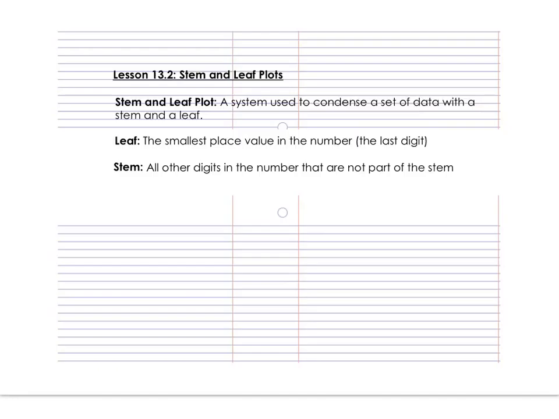And so like I said, a stem and leaf plot is a way to condense them into a stem and a leaf. The leaf then is the smallest place value in the number. We're going to think about it as the last digit in the number. The stem then is all the other digits that are not part of the leaf. So anything that's not part of the leaf is going to be our stem. And that's the first thing we're going to be taking a look at, what would be considered to be our leaf, what's our stem, and then we put things into the stem and leaf plot from there.